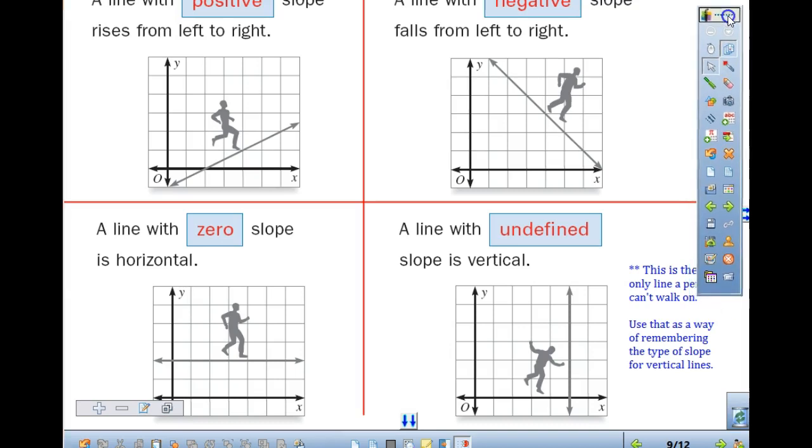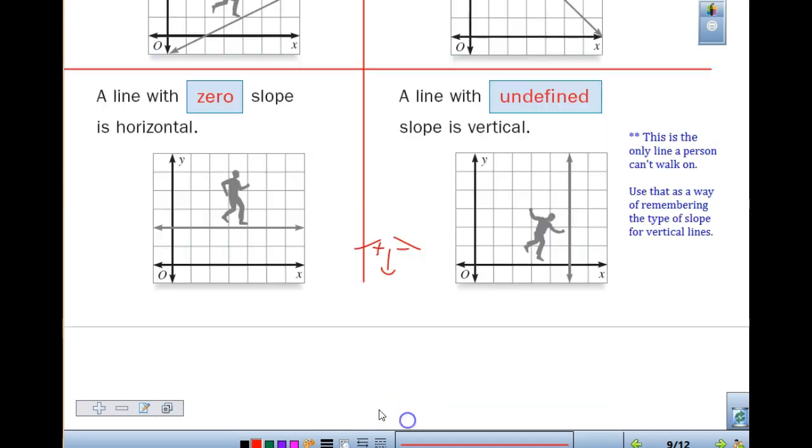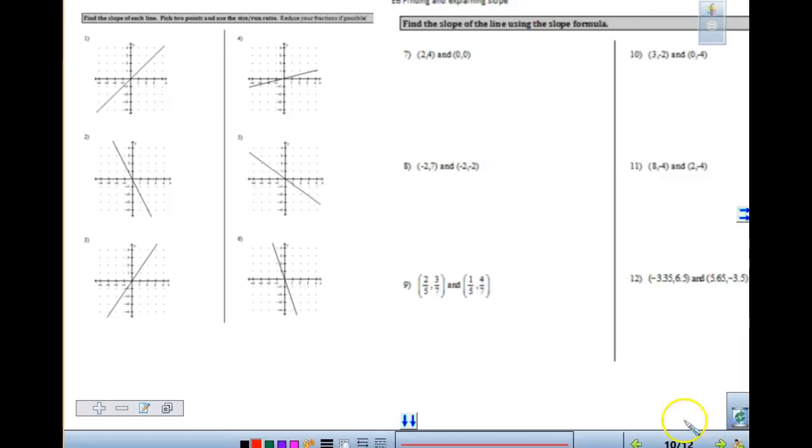And it says, how do you remember undefined? And what they say here is that this is the only line that a person can't walk, if you're thinking of an undefined line. So if you think of it, remembering it that way, and then for me, the other way that I think is just the best way to remember this is looking at that slope face, right? That positive, negative, undefined, and 0, okay? So this will help you all the time as you are looking at that.